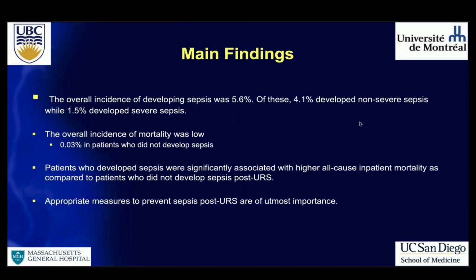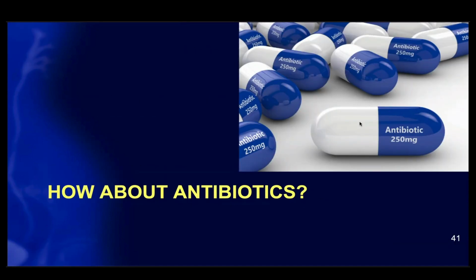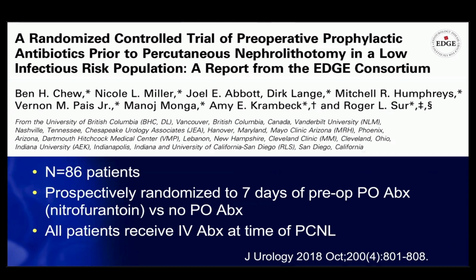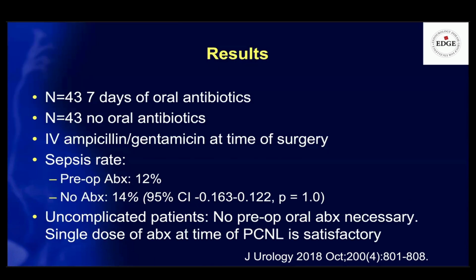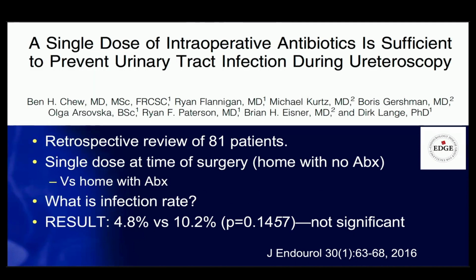So what do we do about antibiotics? How can we prevent this? We've done some work here with our EDGE Research Consortium looking at a randomized controlled trial. This was in PCNL, and this was just straightforward people, a low-risk population, no tubes, no infection stones. They were randomized to either 7 days of preoperative antibiotics versus no preoperative oral antibiotics. And then everyone got IV antibiotics at the time of PCNL. What they found was that the sepsis rate for PCNL was about the same, about 12 to 14%. It was exactly the same. There was no statistical significance.